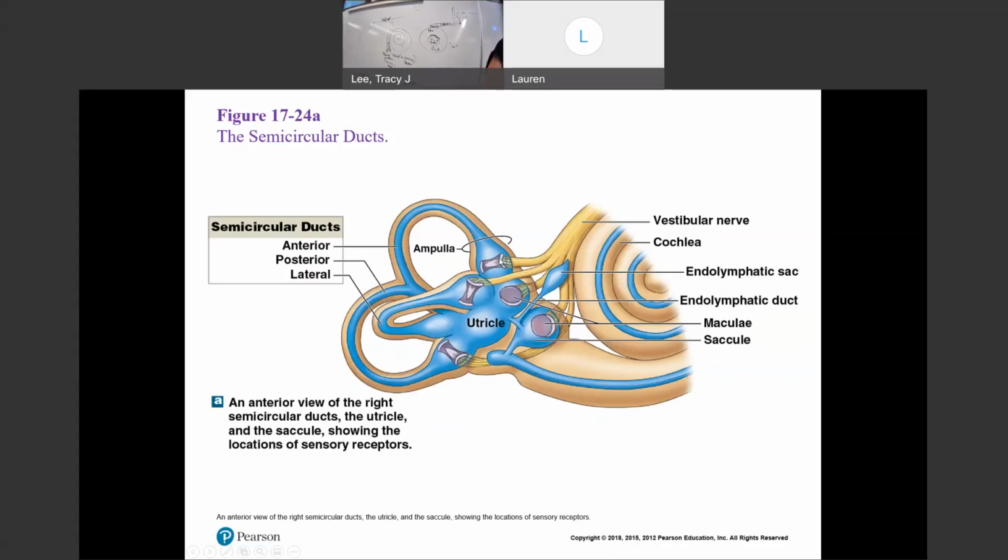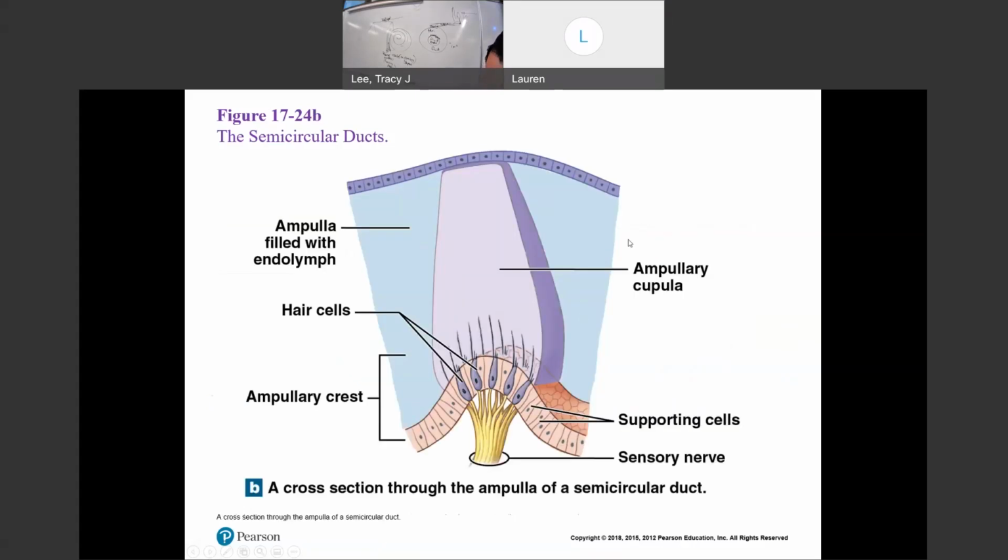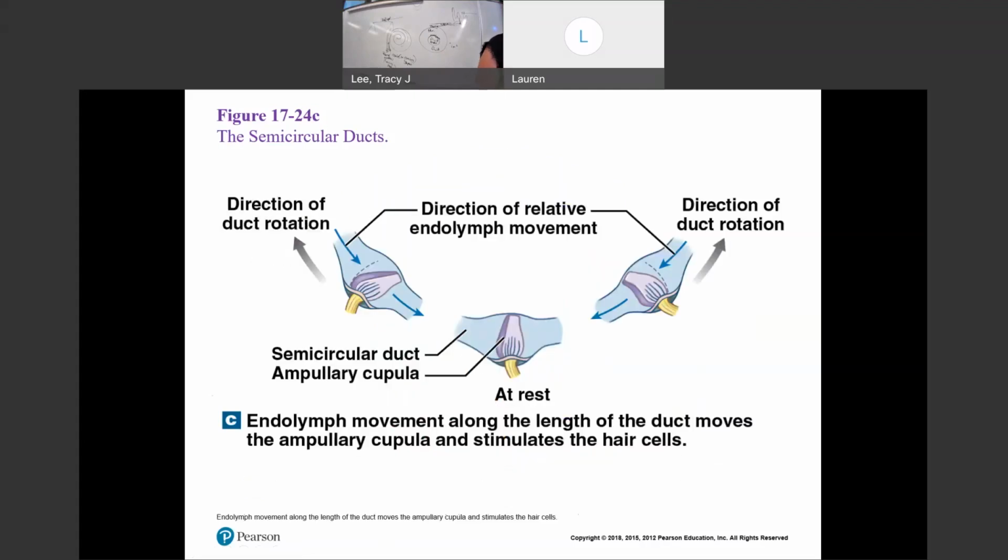Here's our little cupula right here in the ampulla. The ampullas are kind of these opening areas of the semicircular canals. As fluid moves around the circles based on our movement, it pushes this whole gelatinous mass to the side. When it does this, it bends these hairs, and then we get that action potential. These hairs have mechanically gated ion channels, which open up those sodium ion channels, and then it sends my action potential right down my sensory neurons.